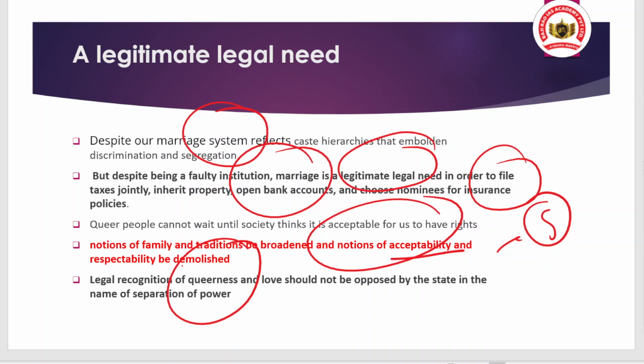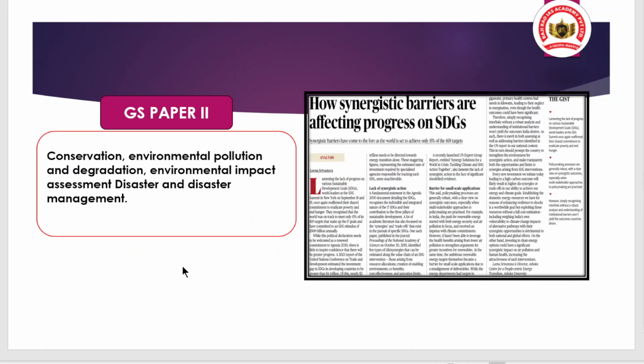So here we have discussed some of the arguments in favor, some of the arguments in disfavor, along with the counter arguments. Hope you understood the article in detail. Now we are shifting to another article, article 2, which will be covered under GS paper 3, because this is related to conservation, environmental pollution and degradation.